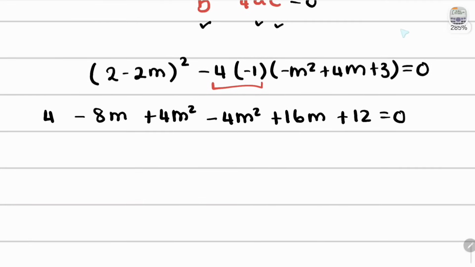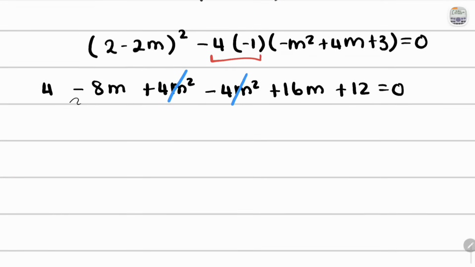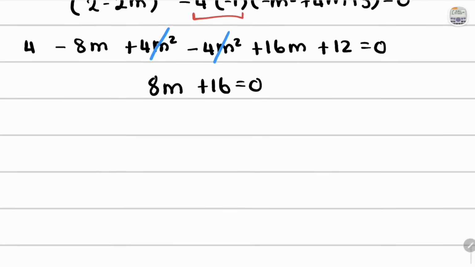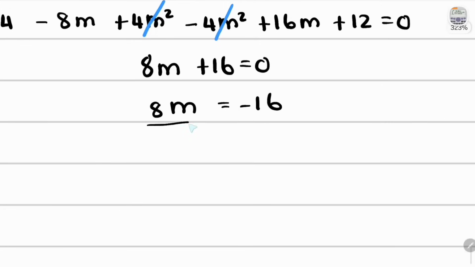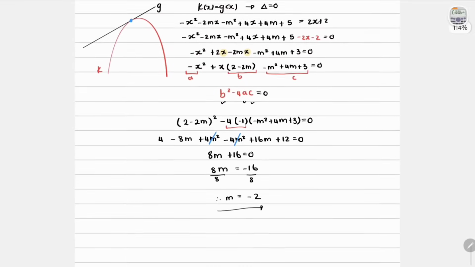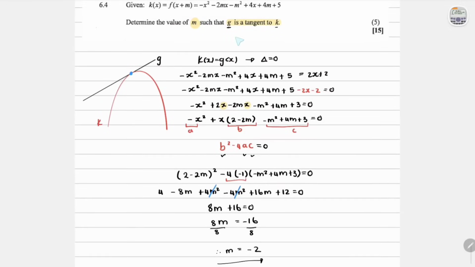Okay, so this is what we have. Okay, great. Do you see how 4m squared and negative 4m squared would cancel? And all you're left with here is the negative 8m and 16m. 16 minus 8 is 8. So that's 8m. And we have 4 plus 12, which is 16. So plus 16 equals 0. And then you can take that over. So 8m equals negative 16. And divide both sides by 8. Therefore, m is finally equal to negative 2. And that is our answer. m should be equal to negative 2, so that g is a tangent to k.